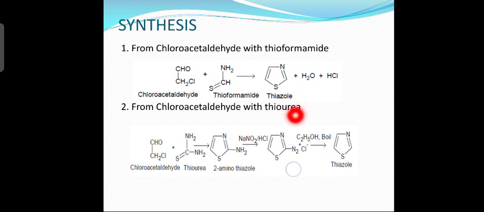Alright. Now the second method is from chloroacetaldehyde with thiourea. So chloroacetaldehyde, you can see the molecular formula CH2Cl CHO. This will combine with thiourea. What is the formula of urea? NH2 twice CO. Instead of oxygen you have a sulfur atom in thiourea. So the formula is NH2 twice CS. Alright. So this will react to give 2-aminothiazole. You can see here 2-aminothiazole is obtained.